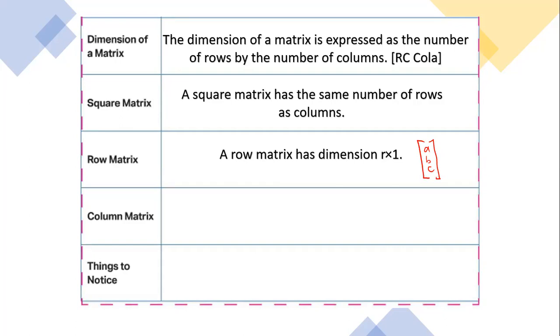Anyone want to take a stab at what a column matrix is? The other way. Good job. A column matrix has dimensions of 1 by C. So you only have one row and a certain number of columns. So instead of going vertical, it's now going horizontal.